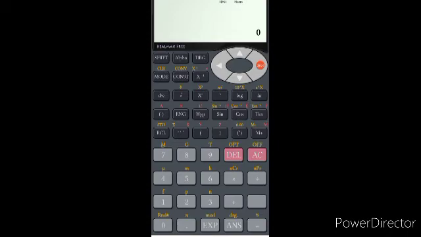Therefore 6 lies between 4 and 9. So 6 is greater than 4 but less than 9. So we have to take 4 and 9 because they are perfect squares. If you put in the square root of 4, that is 2, and the square root of 9, that is 3. So that is square root of 2 and square root of 3.